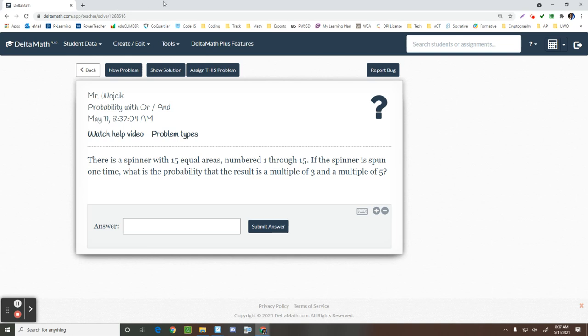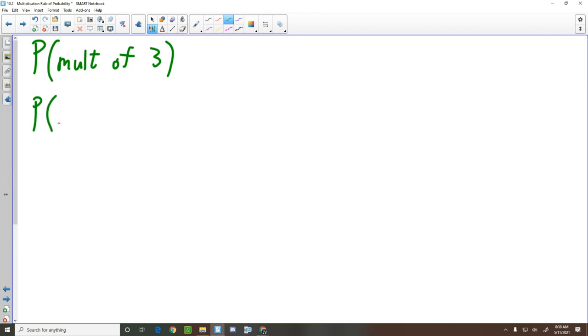Let's work this out together. All right, so multiple of 3 and a multiple of 5. First off, this is just one spin. So would I be doing the addition rule or the multiplication rule? Addition, right? This is just one event occurring, so that's the addition rule. So what's the probability that it's a multiple of 3 or a multiple of 5?